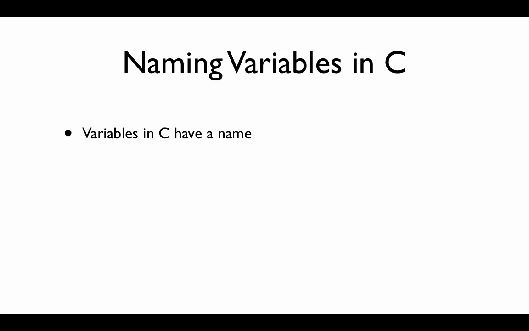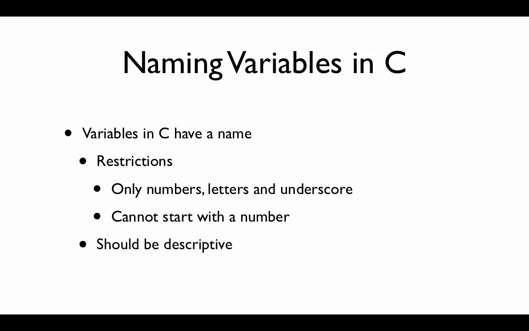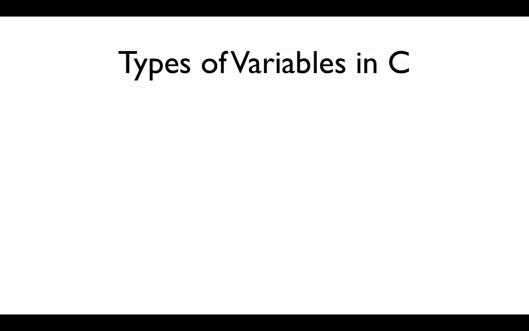Naming variables does have some restrictions. Variable names can only have numbers, letters, and underscores, and no special characters. They also cannot start with a number. They can have numbers within the name, but they just can't start with them. They also should be descriptive. While it won't cause your program to break, it does make it a lot easier to read. A variable A or B is a lot harder to understand in context than a variable such as age.